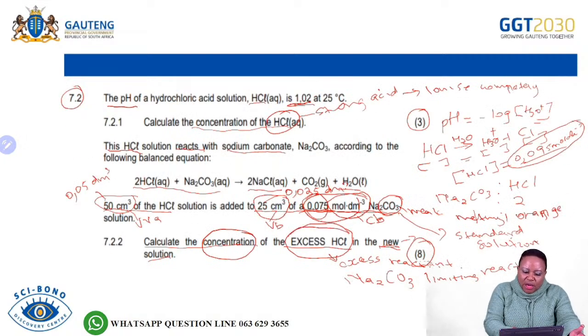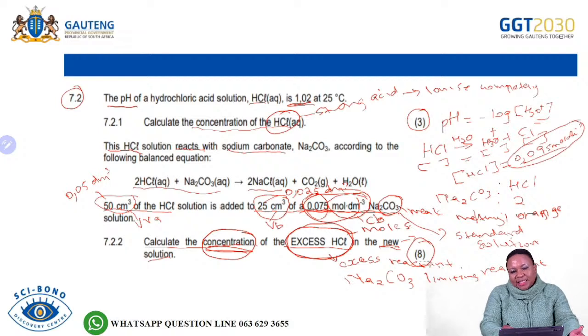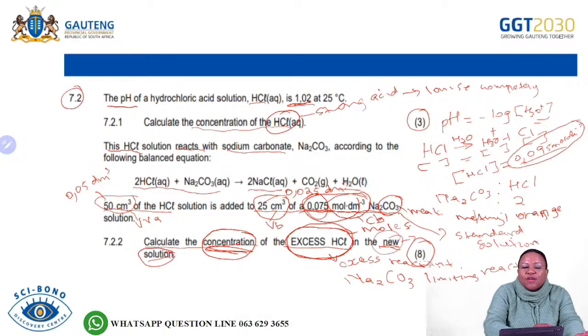So we know that we want to calculate the concentration of HCl that is in excess. Therefore, now we need to calculate the concentration. Already we know the number of moles of HCl that are in excess. But what else do we know? The excess HCl concentration, we are calculating it in the new volume. Therefore, what is the volume of the new solution?